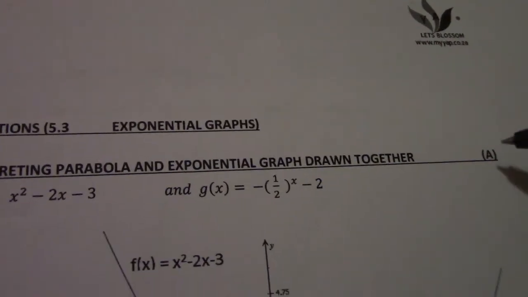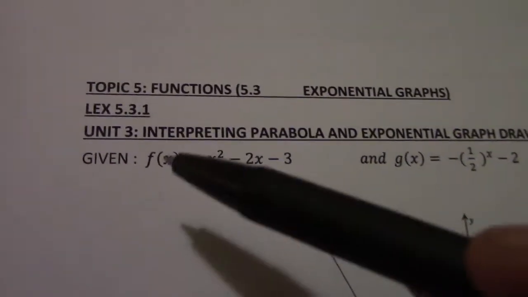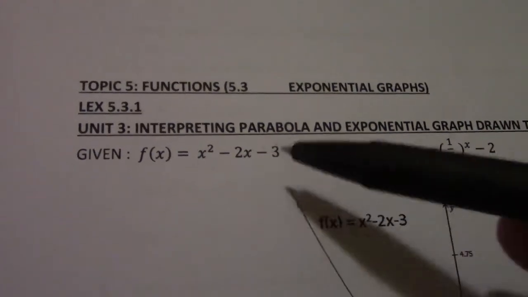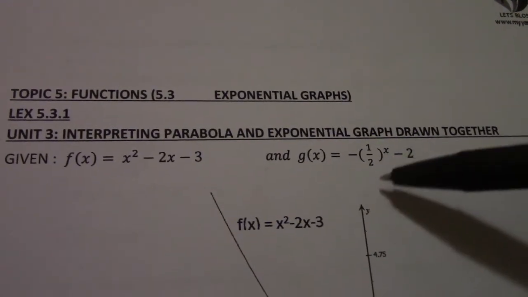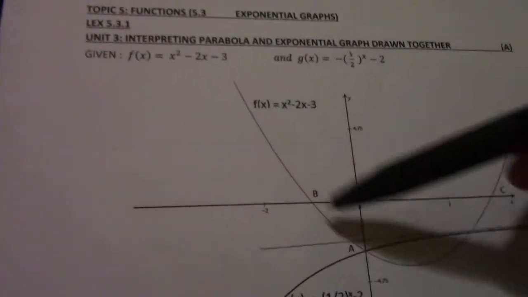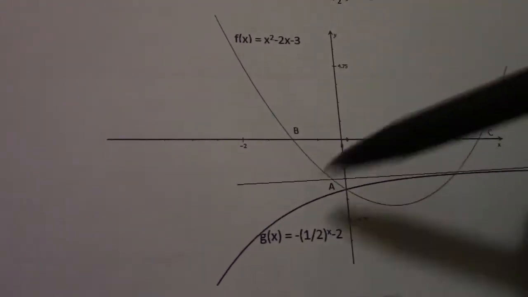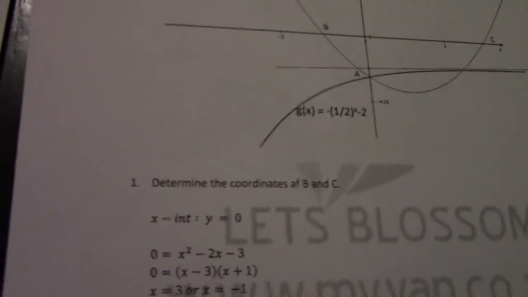In unit 3, we're interpreting parabola and exponential graph drawn together, advanced. So there, I have f of x equal x squared minus 2x minus 3, and g of x equal minus half x minus 2. There the two graphs are plotted, so there I have my parabola, there's my asymptote, and there's my exponential graph drawn.